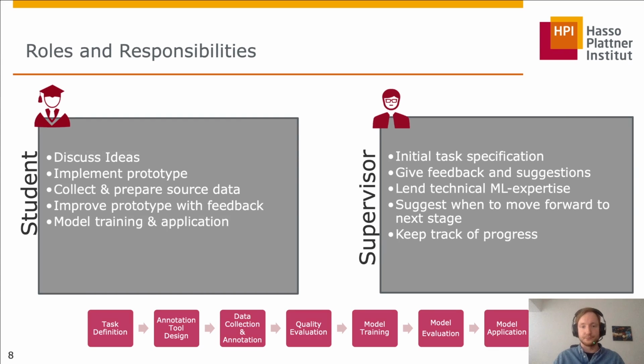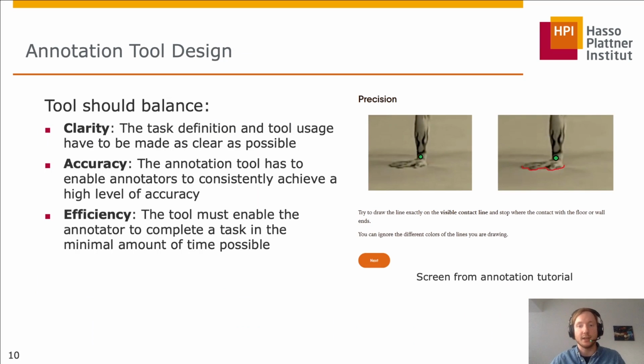So when we're designing the annotation tool, there are several aspects we have to balance. The first and probably the most important one is that workers are untrained and do not know about our problem domain. This means that the task definition has to be as clear as possible, for example, using a detailed tutorial. Second, the tool should enable accurate annotations, for example, pixel-precise segmentation masks. And third, the tool must be as efficient as possible to enable the worker to complete the task in the minimal amount of time possible, which in a budget-constrained environment means we can annotate more images.